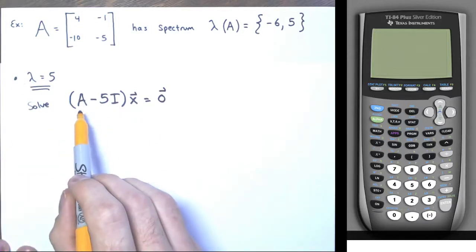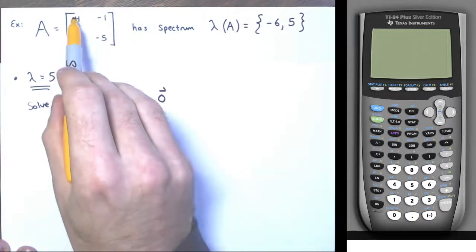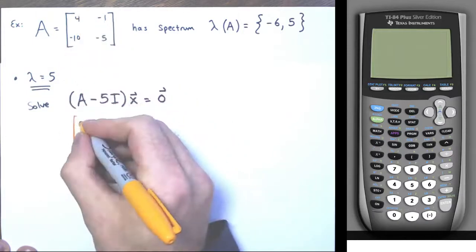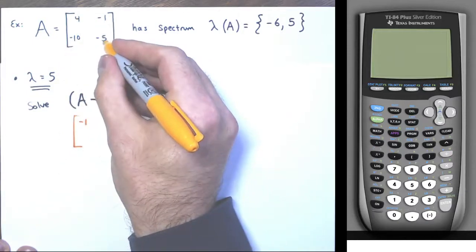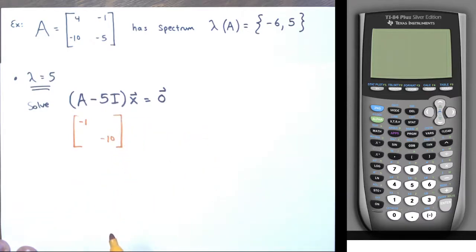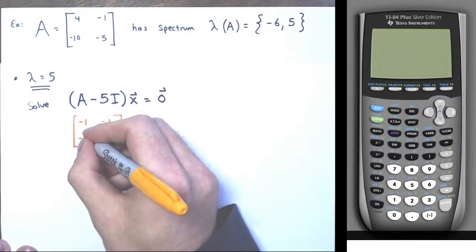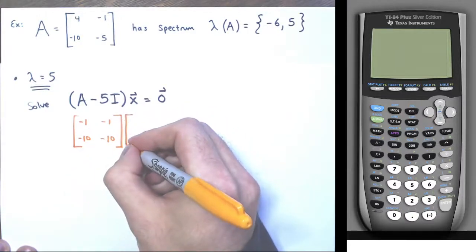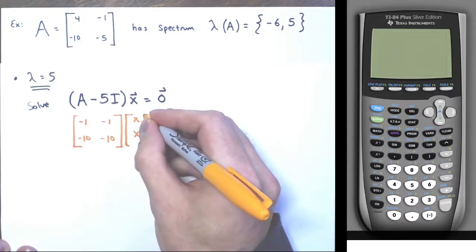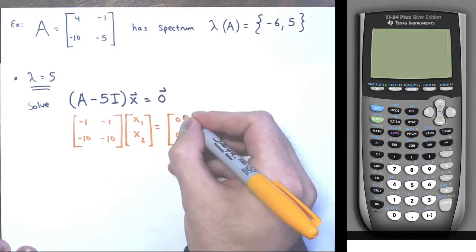A minus 5I is simply take matrix A and subtract 5 from the main diagonal entries. So I have 4 minus 5, negative 1, and negative 5 minus 5, negative 10, for the main diagonal, and then the non-main diagonal entries stay the same: negative 1 here, negative 10 there. Vector x, again, this is a 2 by 2, so the vector x would have two components, say x1, x2. And we want this to be equal to the 0 vector again.